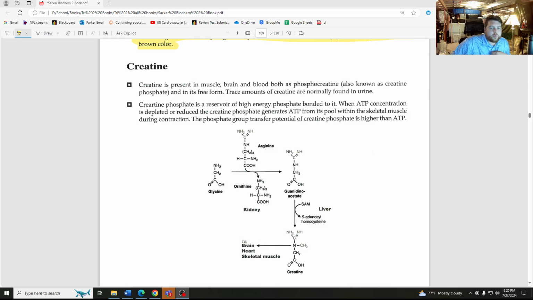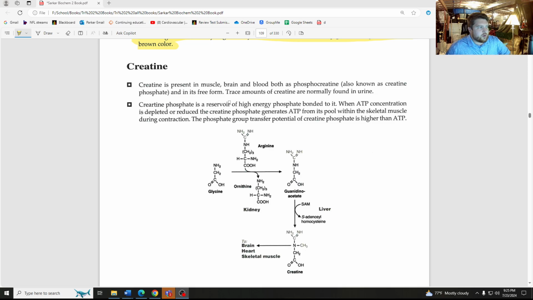Part 2, we're going to continue with the special products derived from the amino acids. In the previous video we talked about heme, now we're going to talk about creatine. Creatine is present in muscle, brain, and blood, both as phosphocreatine, also known as creatine phosphate, and in its free form. Trace amounts of creatine are normally found in the urine.